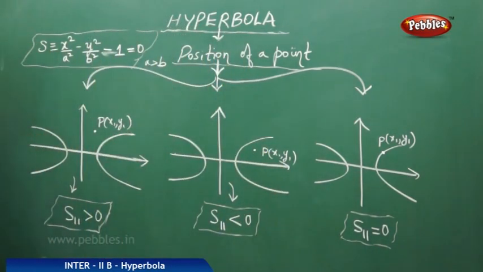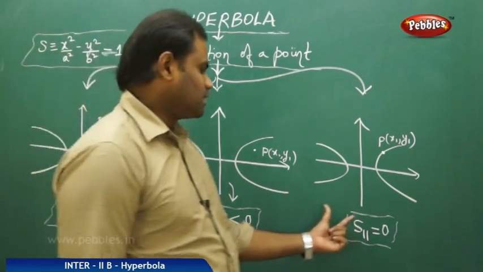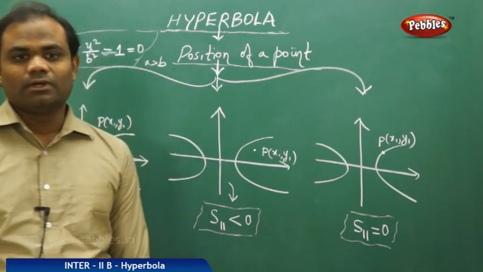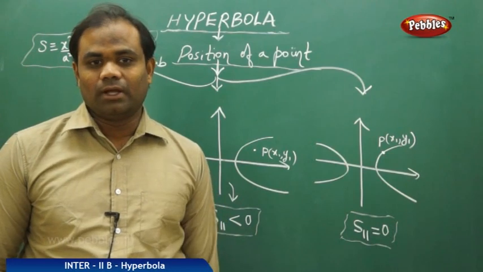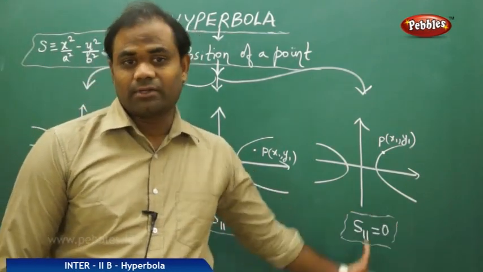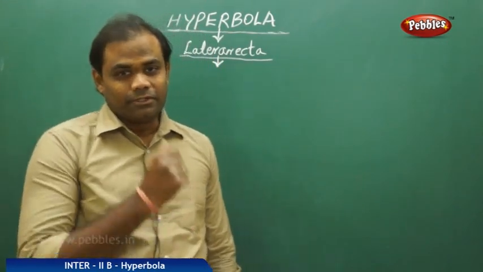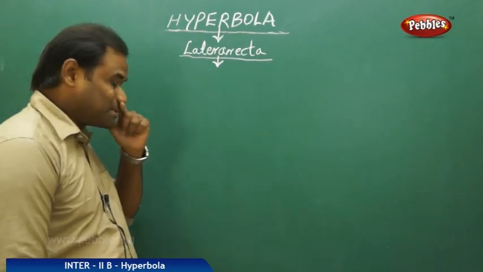So for each of the cases: case 1, when P is outside the hyperbola, S11 is greater than 0. Case 2, if P is inside the hyperbola, S11 is less than 0. Case 3, if P is on the hyperbola, S11 is equal to 0. This is how we understand the position of a point with respect to the hyperbola, divided into three cases. Lateral recta, or the latus rectum, which is the plural form, read as lateral recta. Let's see what is the latus rectum.